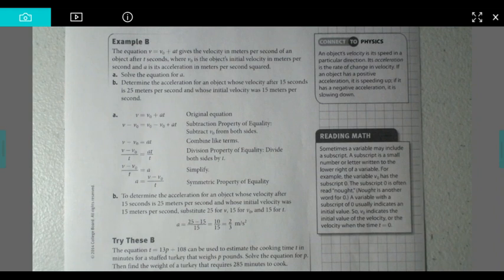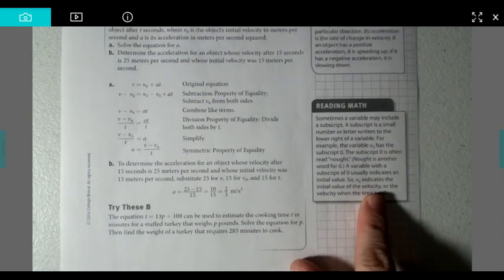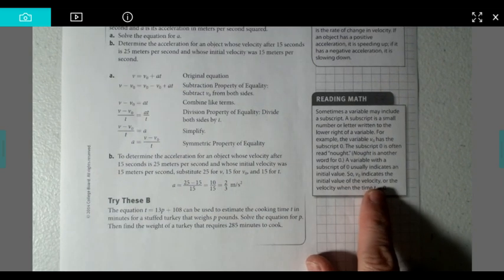All right, the second chunk of our lesson will cover example B only. So let's take a look at the example that's already been worked out for us, and then we're going to do the try these. On the previous slide, you should have seen this right here that says reading math.